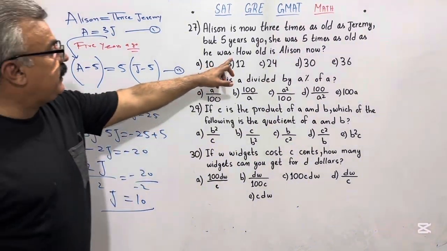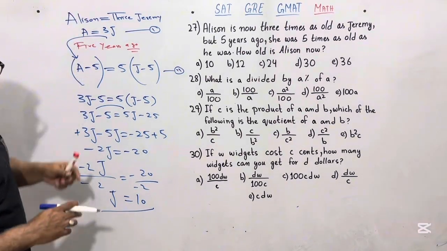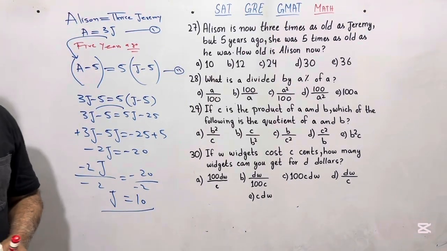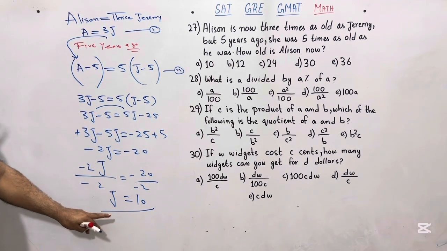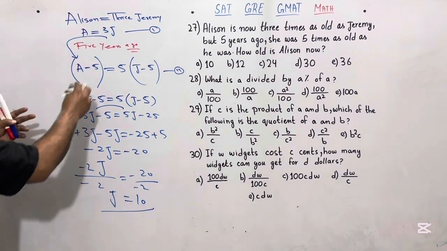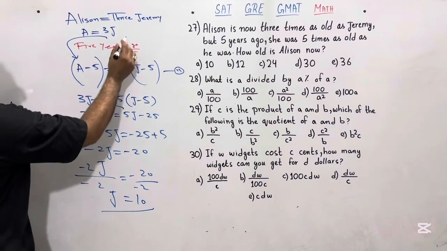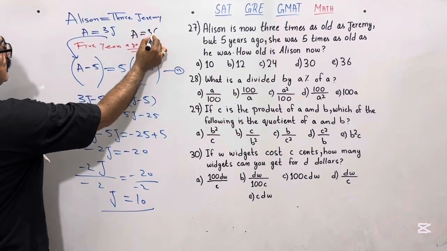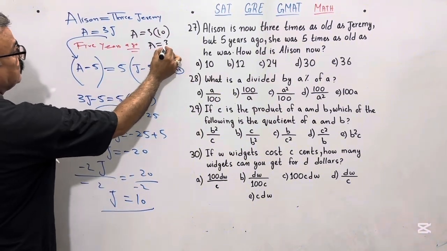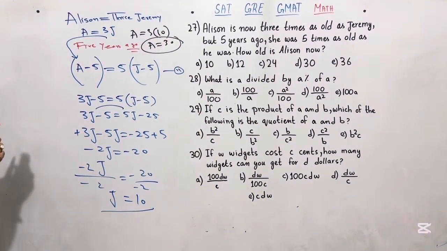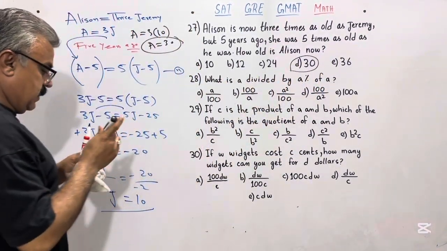But we are asked to find how old Alison is now. We have gathered the age of Jeremy, that is 10 years. Just plug in here and we are going to get the age of Alison. Alison is 3 times Jeremy. Age of Jeremy is 10 years, 3 times 10 is 30. So Alison is 30 years old now.